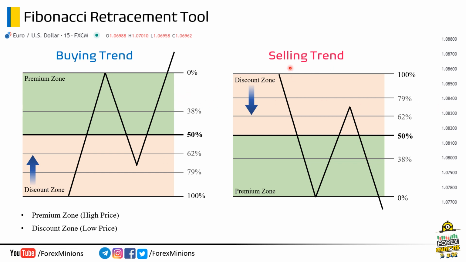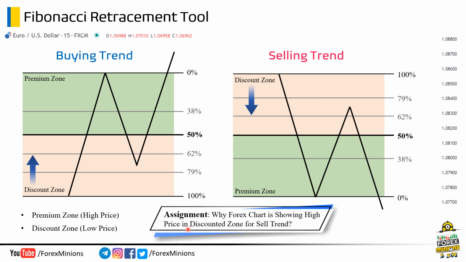But if we discuss the selling trend, then you need to note that these are higher prices for the discounted zone, which seems against the rule, and these are lower prices in the premium zone. How is this possible and what are the reasons behind this mechanism? Well, this is a little assignment for you. Find the reasons why the Forex chart is showing high prices in the discounted zone for a sell trend.